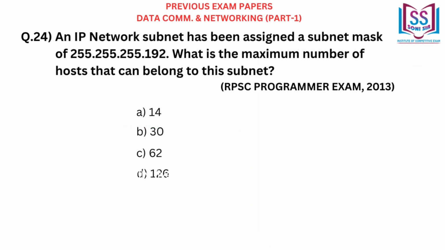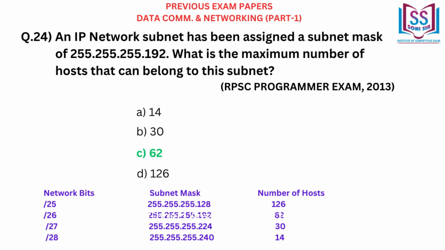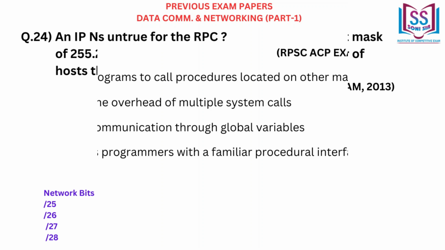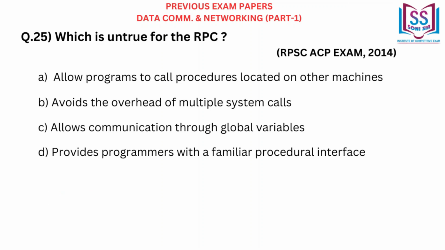An IP network subnet has been assigned a subnet mask of 255.255.255.192. What is the maximum number of hosts that can belong to this subnet? A. 14. B. 30. C. 62. D. 126. Correct answer: C. 62.